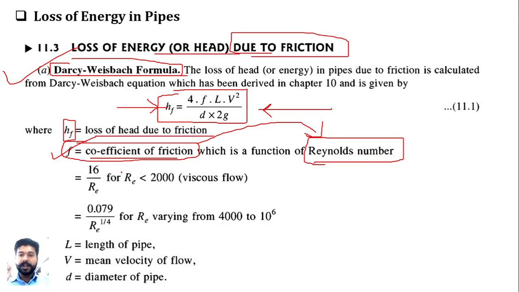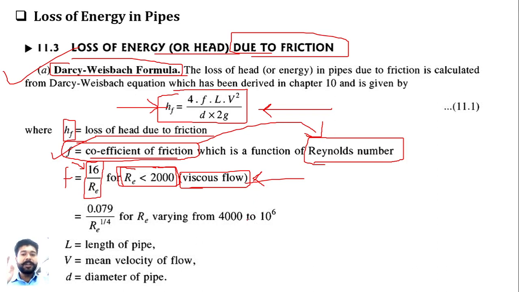When there is viscous flow, meaning your Reynolds number is less than 2000, this type of flow is known as viscous flow. Whenever there is viscous flow, you can find the coefficient of friction by this formula: 16 divided by the Reynolds number. Again, I am repeating this line: whenever you need to find the friction coefficient f, you can use this equation, 16 divided by Reynolds number, when the Reynolds number is less than 2000, meaning there is a laminar or viscous flow.